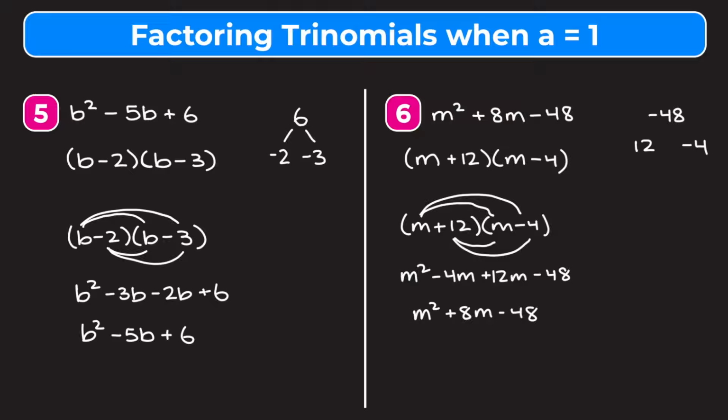So hopefully this video helped you guys learn how to factor trinomials when a is equal to 1. You just have to remember that you need to find two numbers that multiply to your c term that add up to your b term.